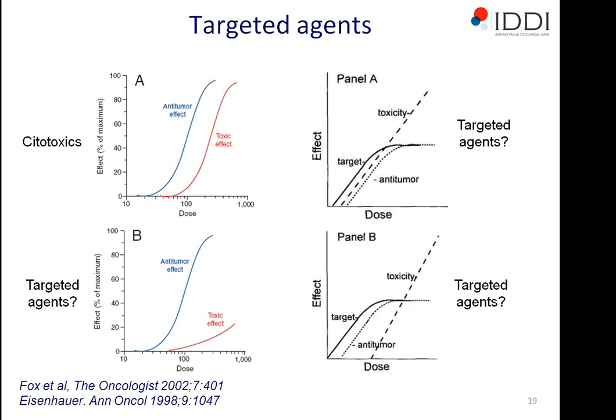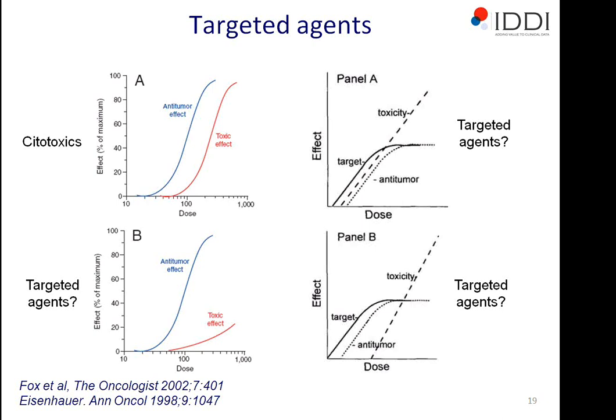So for typical cytotoxic agents, there's a steep behavior in these two curves, and there's often a separation between them in the sense that at a given dose, one is likely to find activity at the same time as the toxicity is still not too high or preferably low. So this is the scenario for a typical cytotoxic agent.